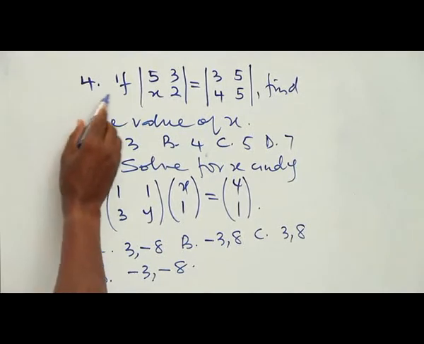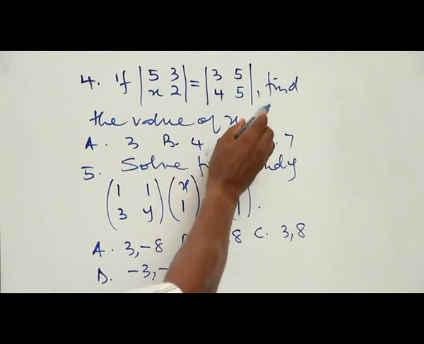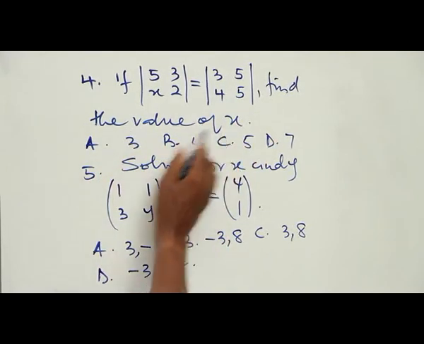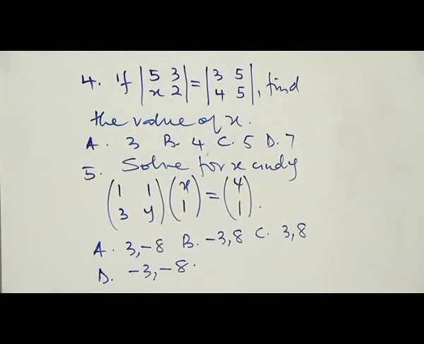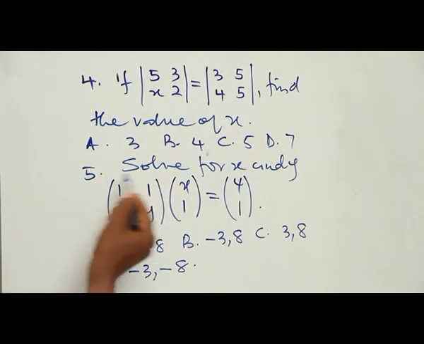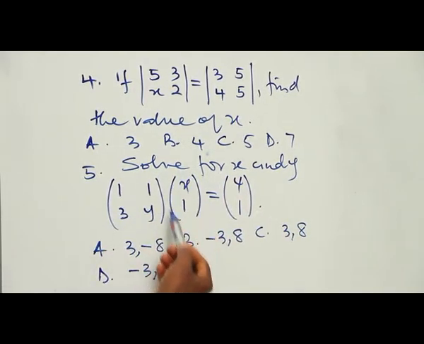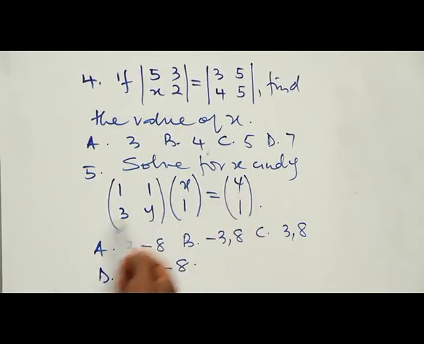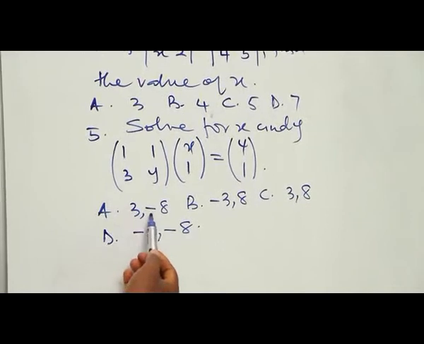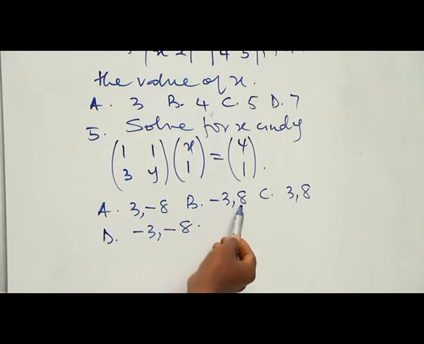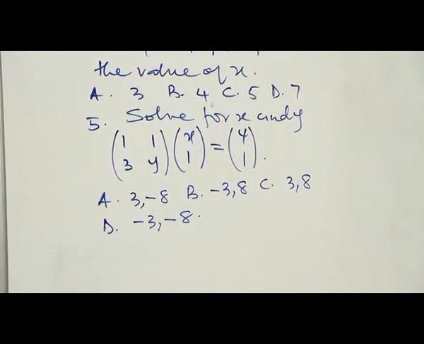Number 4, if the determinant of this is equal to the determinant of this, find the value of S. A, B, C, and D options are there for you. Number 5, solve for S and Y. Given this matrix and this column matrix and this column matrix, find the value of S and Y. A, 3 and minus 8. B, minus 3 and 8. C, 3 and 8. D, minus 3 minus 8.